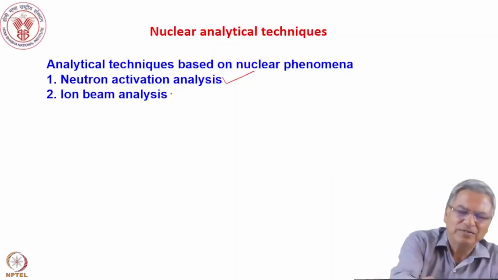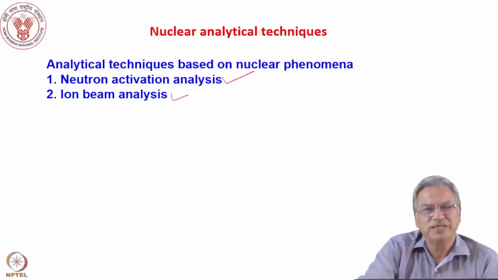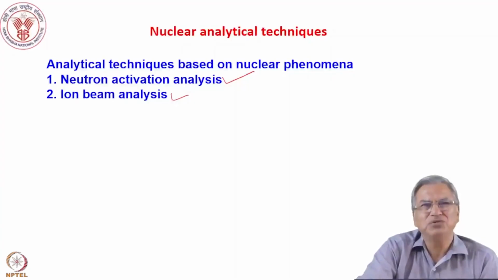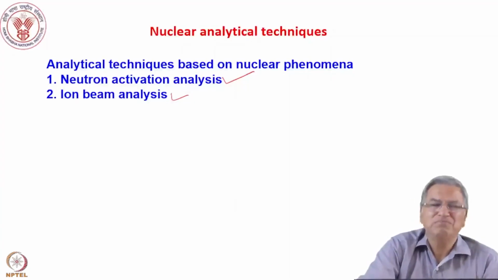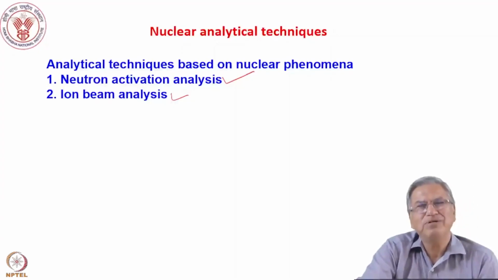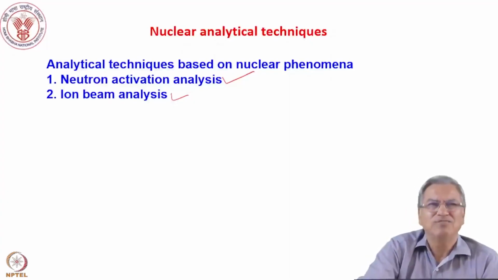And the second technique I will take next time, that is the ion beam analysis, where we use an accelerator providing the charged particle beams of protons, alpha particles, or even other ions, heavy ions. And so these charged particle beams can induce reactions, or they can be just simply scattered at a forward angle or backward angle. And based on these interactions, again, we can characterize a sample for its constituent elements, or you can even understand processes involving these elements. So both these techniques are clubbed as nuclear analytical techniques.